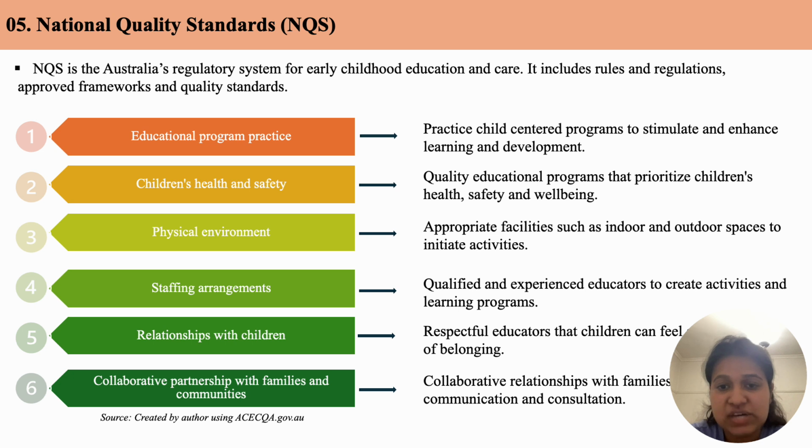So we have to have more child-centered programs to stimulate and enhance learning and development. Then we need to prioritize children's health and safety. Then we need to think of children's physical environment, and we need to have appropriate indoor and outdoor facilities to initiate activities. Then we need to have staffing arrangements like qualified, experienced educators to create the learning programs. And then as educators, we need to make sure of a good relationship with the children so that they have a sense of belongingness and safety. And then we need to have collaborative partnerships with the families, with communication and consultation with the families to understand children more and guide them towards success.